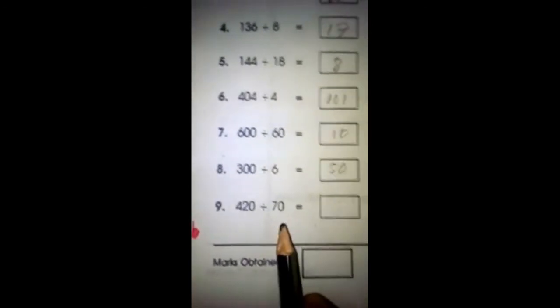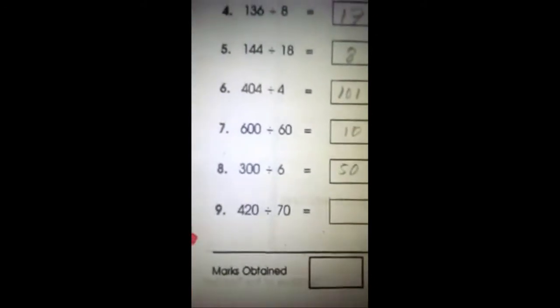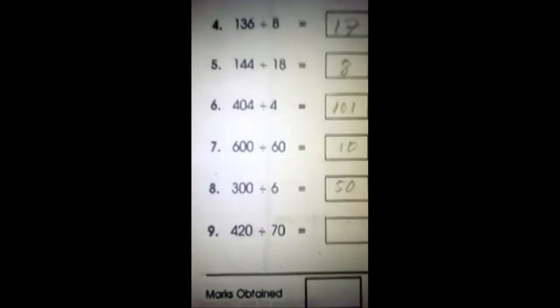Now 420 divided by 70. So 70 times 1 is 70, 70 times 2 is 140, 70 times 3 is 210, 70 times 4 is 280, 70 times 5 is 350, and 70 times 6 is 420. So the answer is 6. So we're done with our exercise 28 here. Thank you.